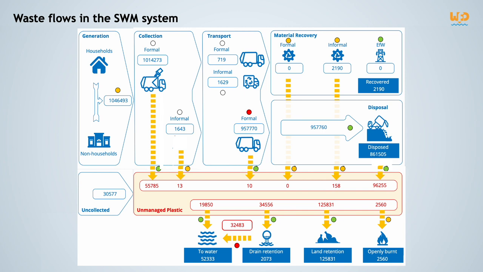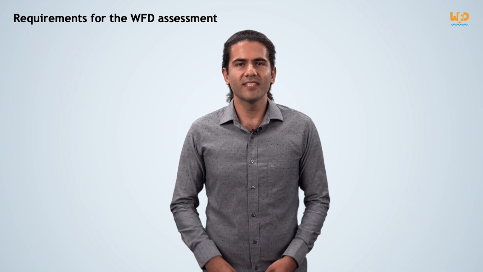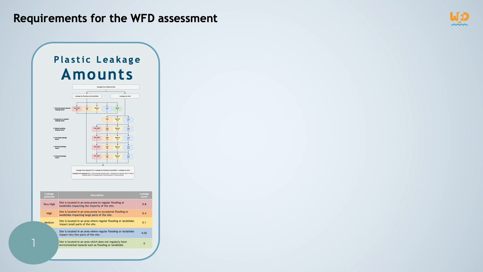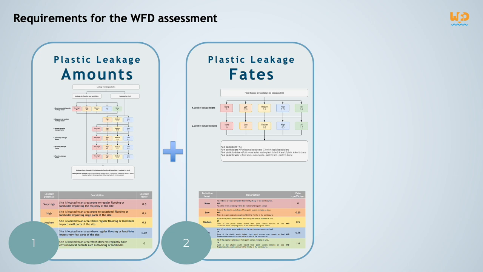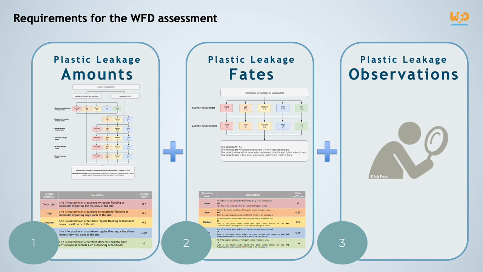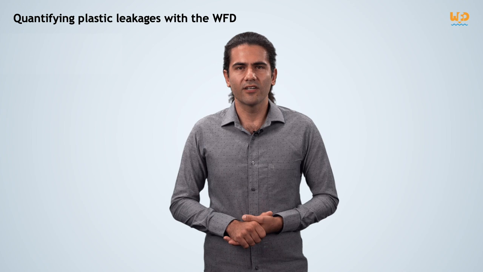To summarize, the waste flow diagram estimates the total plastic leakage by assessing first the amounts leaked at each stage of the solid waste management service chain. Then the fates of the leaks are defined, such as burnt, to land, to water, and to drains. Both the leakages and the fates are based on observational assessment. So, let's now dive into detail on how the plastic leakages are quantified.